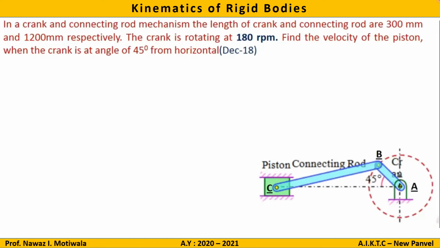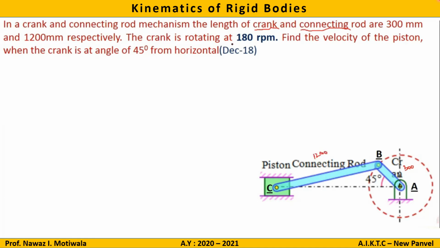The next question is, in a crank and connecting rod mechanism, the length of the crank and connecting rod are 300 mm and 1200 mm respectively. So we are given the length of crank and length of connecting rod. This is already given to us. So the length of the crank is 300. This AB is the crank, and 1200 mm, what is 1200 mm? That is the connecting rod. So here it is written piston connecting rod. This length BC is given to us as 1200 mm.